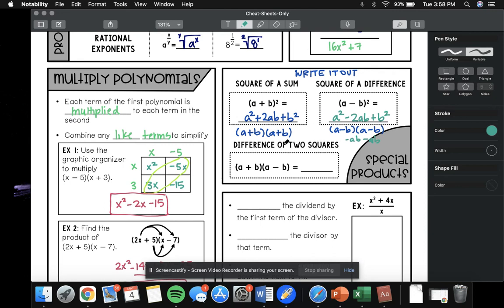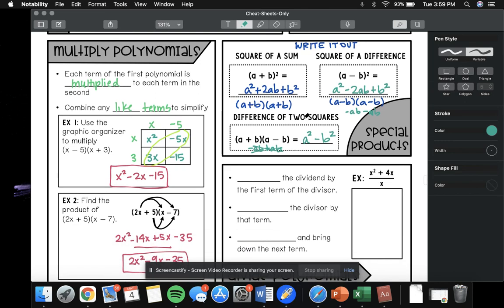All right, and then finally, difference of 2 squares. A times a is a squared. A times negative b is negative ab. And b times a is a positive ab, which actually makes that cancel out to nothing. And then b times negative b is negative b squared. Again, my biggest suggestion is to write it out and actually just do some math.